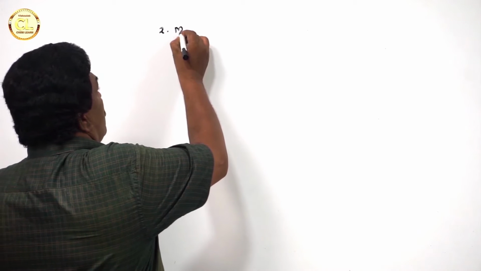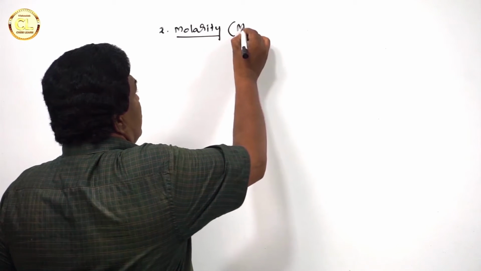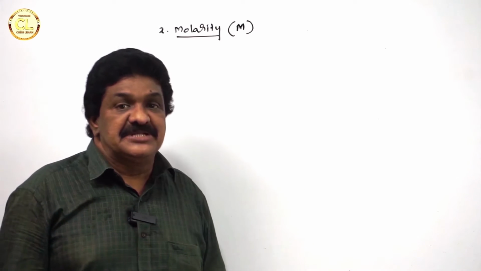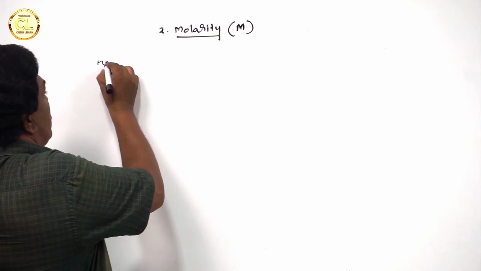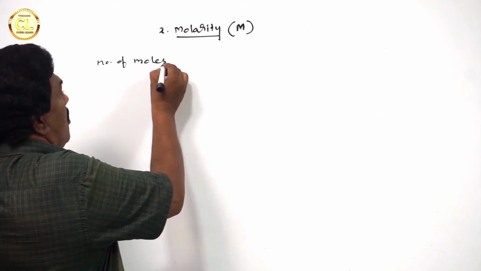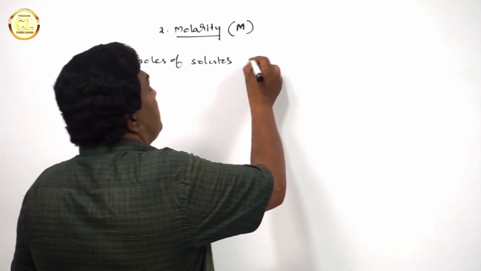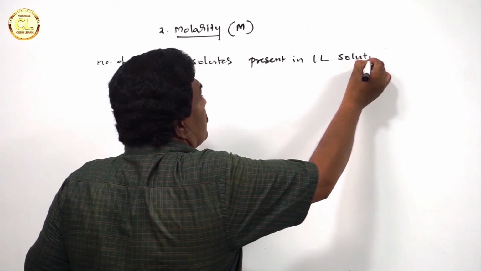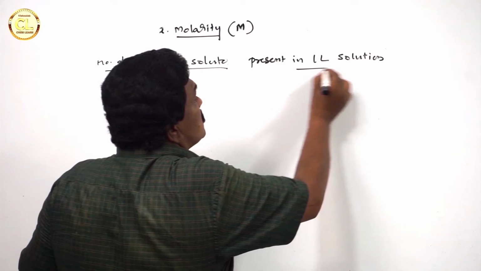The second term is molarity. M-O-L-A-R-I-T-Y. Molarity, symbolized by capital M. Molarity of a solution is defined as the number of moles of solute present in 1 liter of solution. Note it, number of moles of the solute present in 1 liter solution.